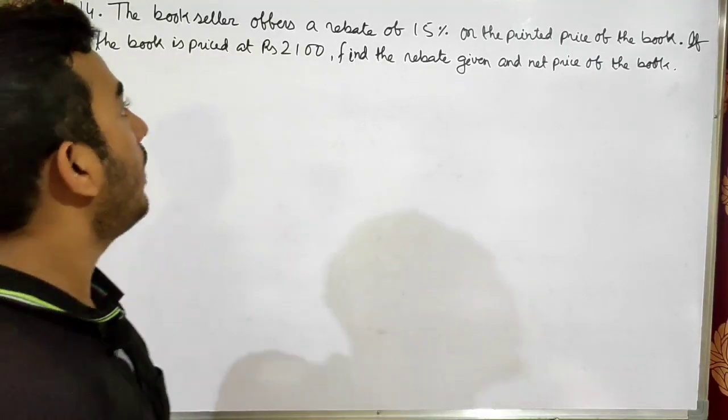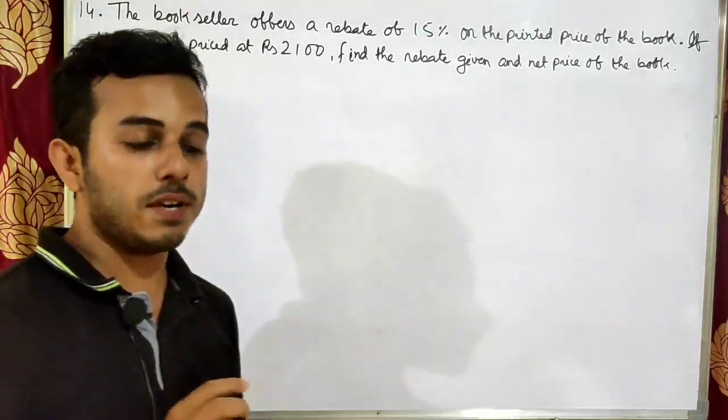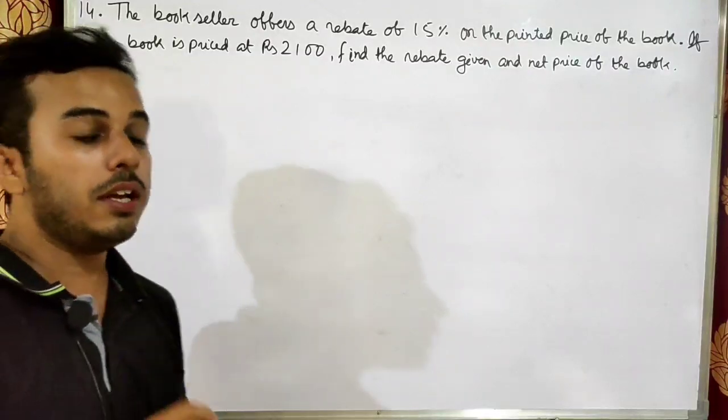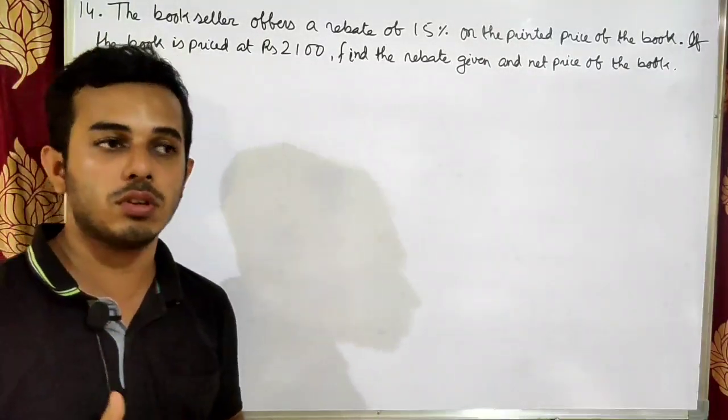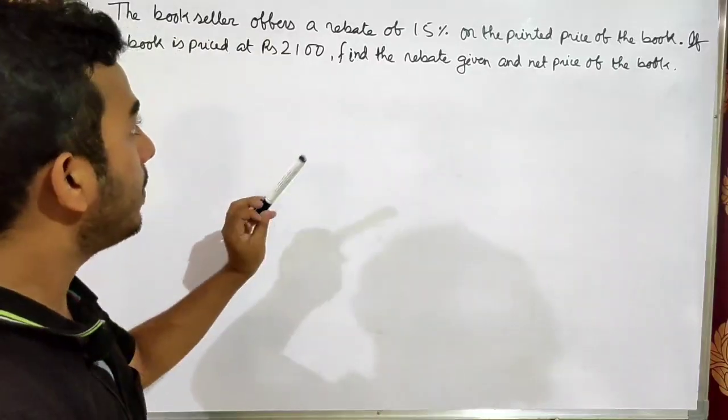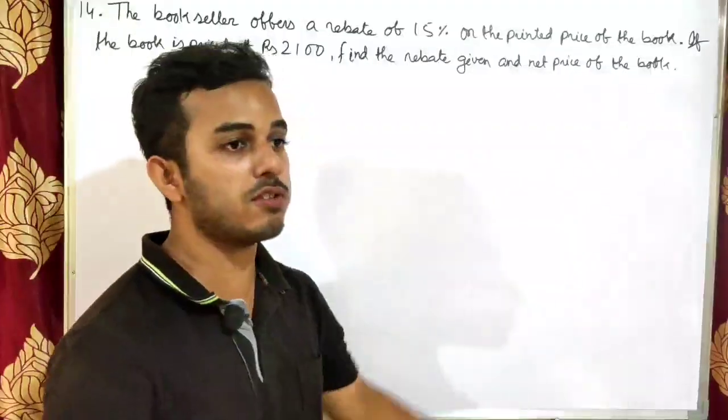The bookseller offers a rebate of 15%. First of all, we have to know what a rebate is. A rebate means a reduction. A reduction means to reduce. So a bookseller offers a rebate of 15% on the printed price of the book.